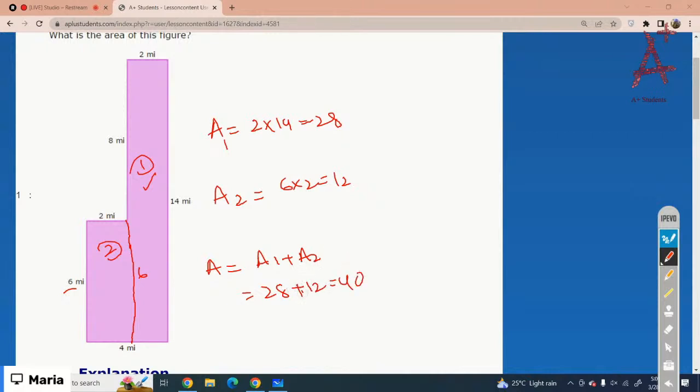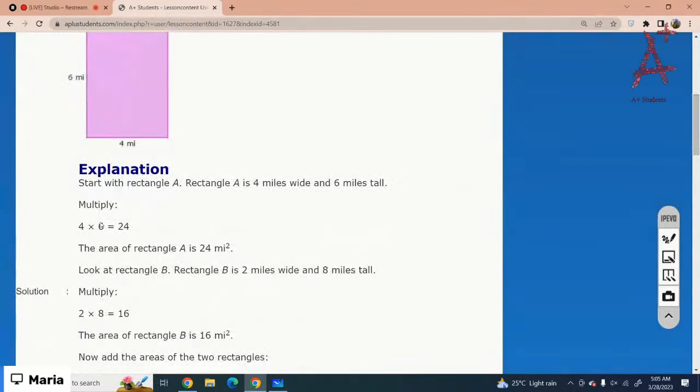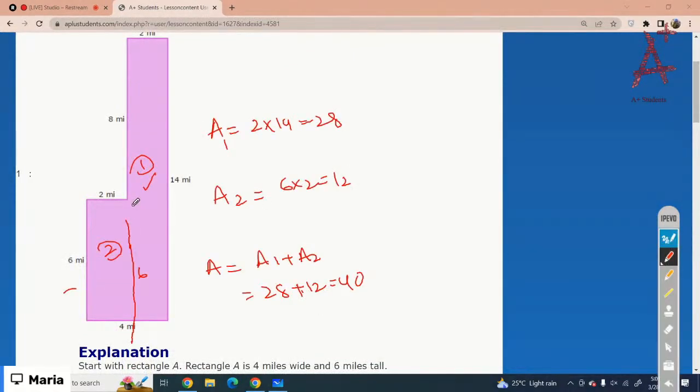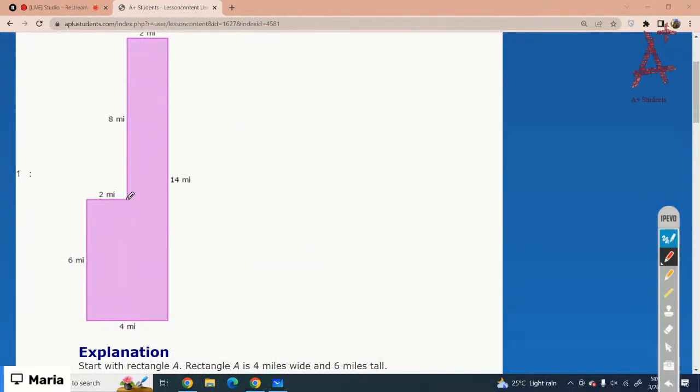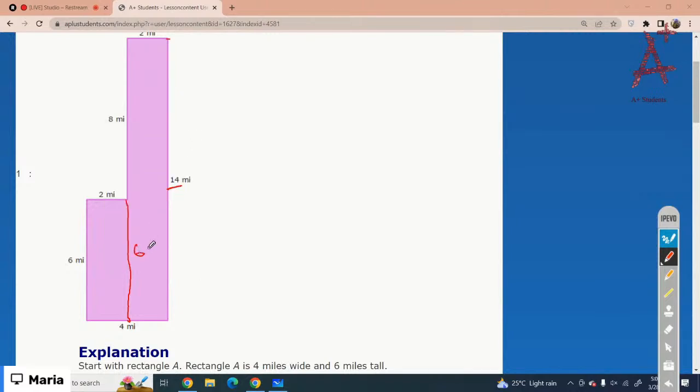Hold on, I will explain in detail again. It would be 40. Basically, what we have done, we have divided the shape into two parts. The larger one and the smaller one. I just made a line over here. If you look at the figure carefully, you can convert it into two rectangles. We know that this complete length from here to here is 14. If this is 6, 8 plus 6 makes 14. Then that would be 6.